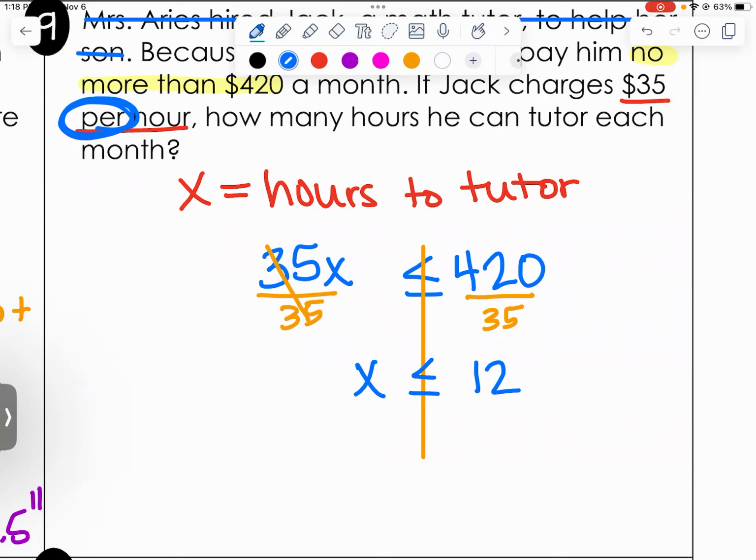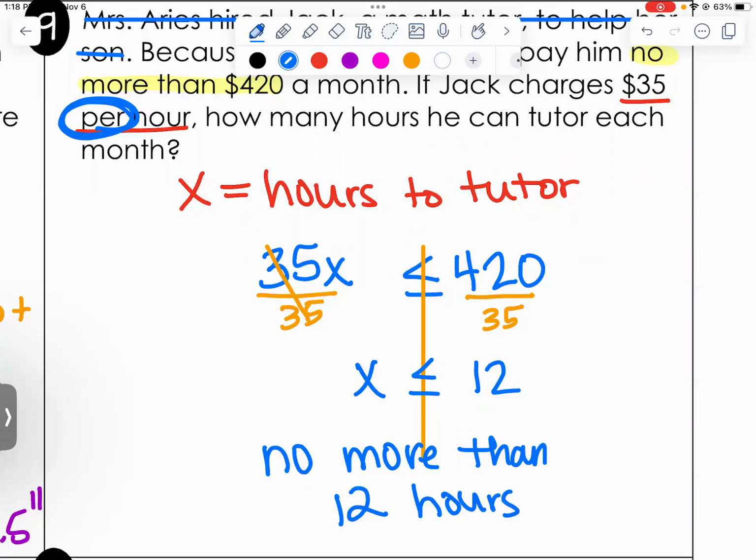All right, so here's our inequality, which means he can tutor no more than, because that's what our phrase was. 12 what? 12 hours. We have to go back to what our sign was to begin with. No more than 12 hours in a month.